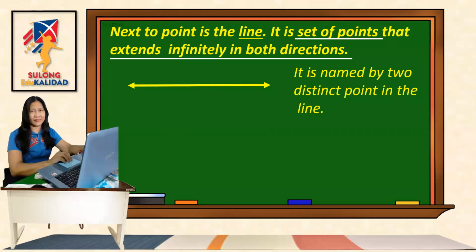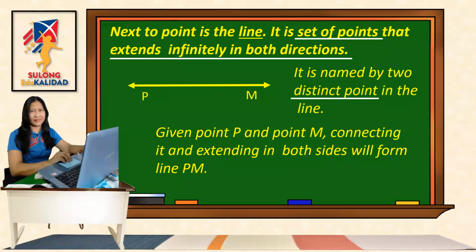Tulad ng sinabi ko nga, ang line na nakikita nyo sa screen, maraming points kayong makikita dyan. But if you are going to give a name for that line, you only give two distinct points. Like for example, the line that I have here on the screen, I will name the distinct points as point P and point M. So, given point P and point M, connecting it and extending in both sides.